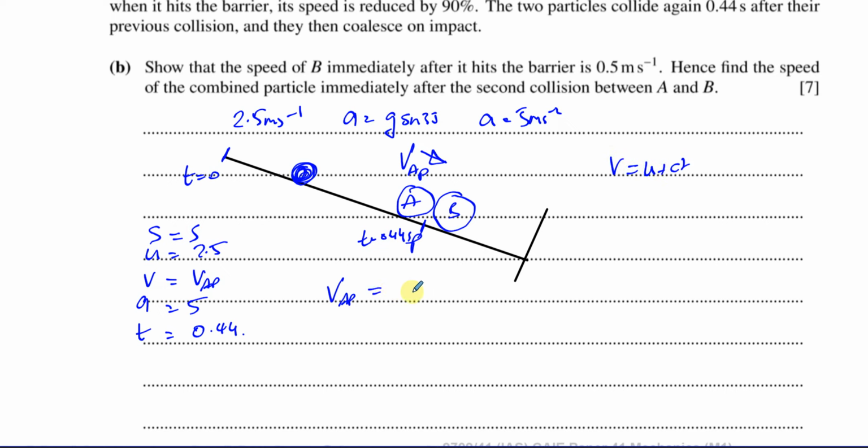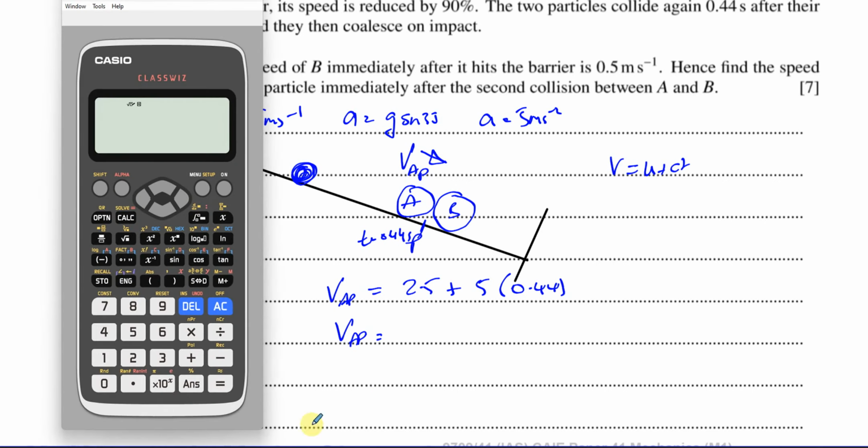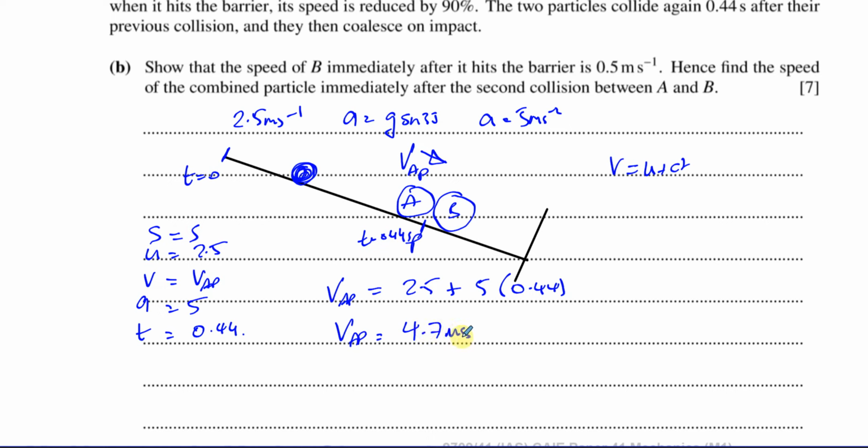So the velocity of A at P is going to be U, which is 2.5, plus A, which is 5, times 0.44. It's going to be 2.5 plus 5 times 0.44. That gives you 4.7 meters per second. All right, so this is going at 4.7 meters per second before it hits B.